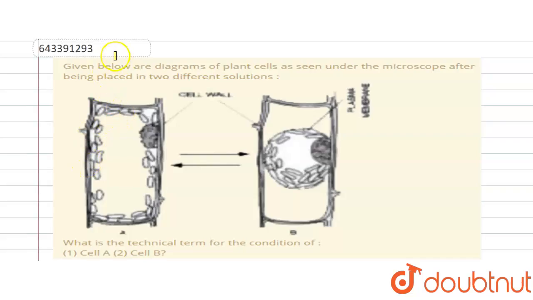In this question they ask, given below are the diagrams of the plant cell as seen under the microscope after being placed in two different solutions. Okay, this is diagram A and this is diagram B. Here we have to see the plasma membrane. See, this plasma membrane becomes flaccid and this becomes another type. So what is the technical term for the condition of cell A and cell B?